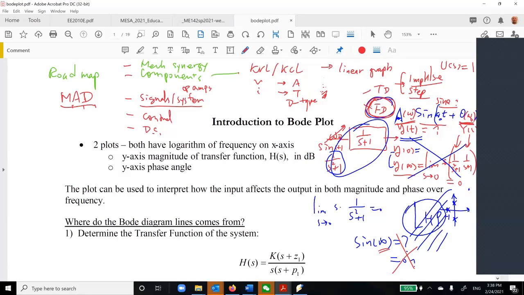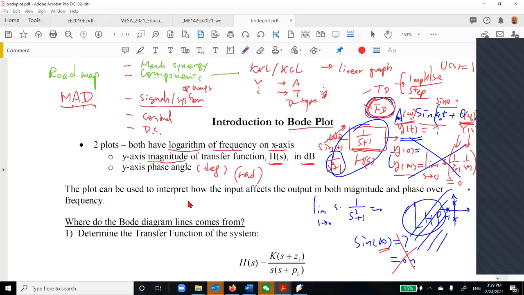And so the rest is giving a system in here, H of s. How can I draw it? The y-axis is magnitude in dB, and log 10 of frequency on the x-axis. So this is called Bode plots. And the y-axis is the phase angle in degrees, not radians. We don't usually use radians. It could be radians, but we don't do that.